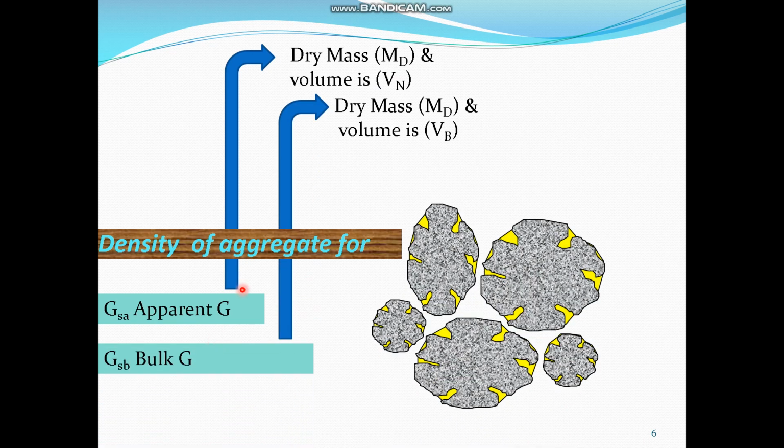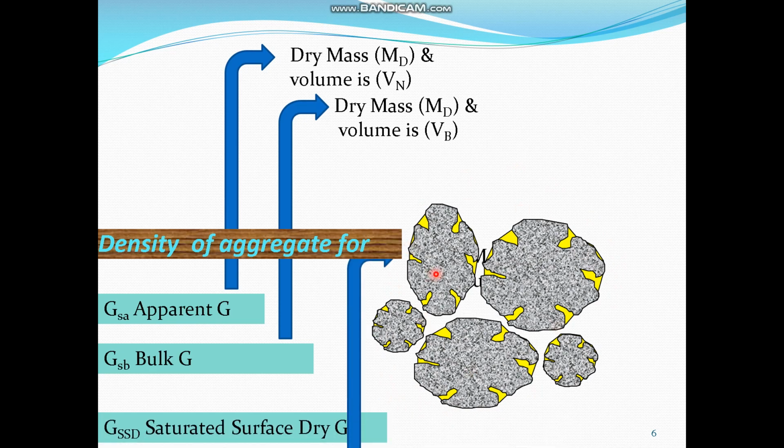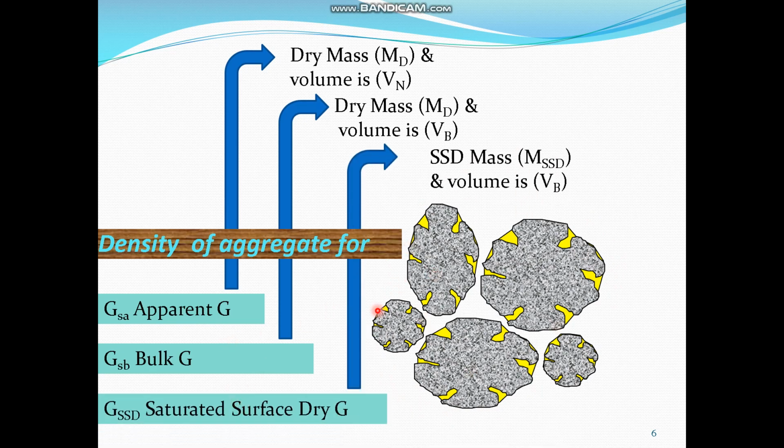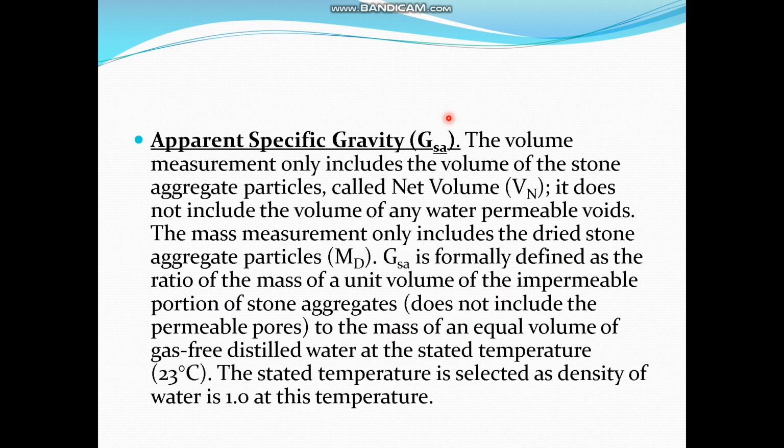For bulk specific gravity, we consider the voids within the aggregate itself as well, whereas in saturated surface dry specific gravity, we do consider the voids within the aggregate, but we take the surface dry weight and not the dry weight of the aggregate. More on this when we discuss the experimental procedure. Right now, just keep in mind the dry weight and the saturated surface dry weight.